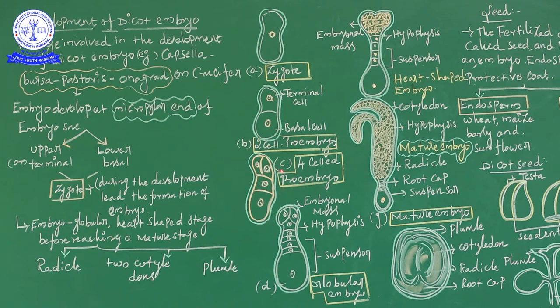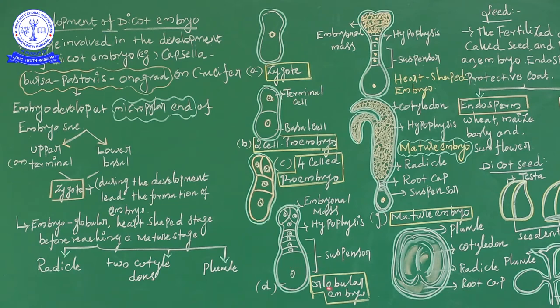Okay, next, the cells continue to divide and many cells are formed. First, the upper part is called the embryonal mass, and the part below is called the hypophysis. Where is the hypophysis present? It is present below the embryonal mass. And then below that is the suspensor cell. As you have seen in the diagram, this shape is called the globular embryo.